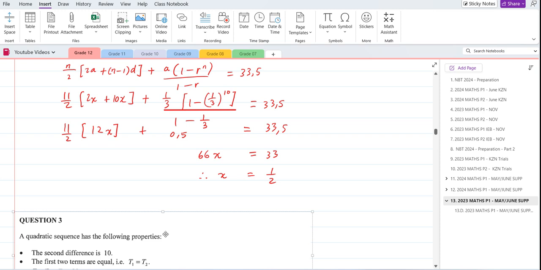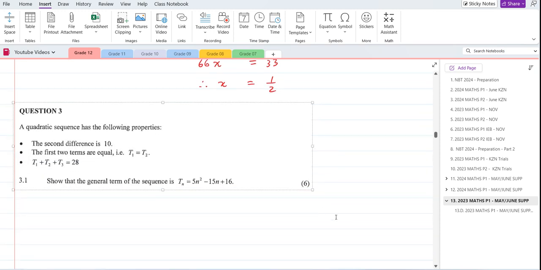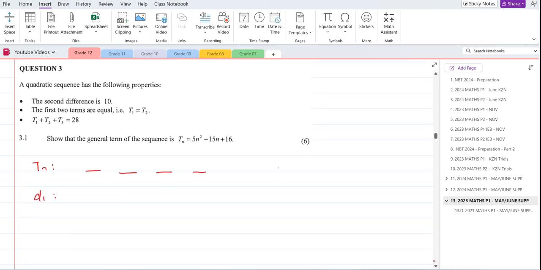Which is question number 3. A quadratic sequence has the following properties. The second difference is 10. Now because it's a quadratic sequence, let's draw a diagram where you have 1, 2, 3, 4 terms. This is your Tn, right? This is your difference 1 row, difference 1 terms, and that's your difference 2 terms.